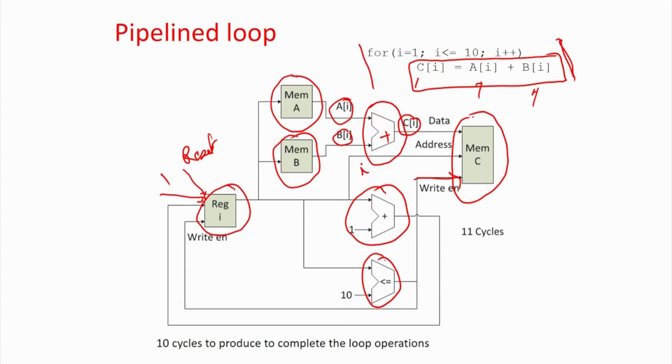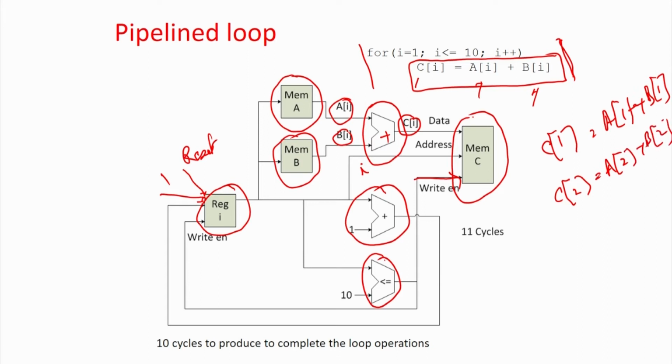So, in the first cycle, C1 equal to A1 plus B1 will be calculated. In the second iteration, C2 equal to A2 plus B2 will be calculated, and so on. So, I need 10 cycles to complete this operation.